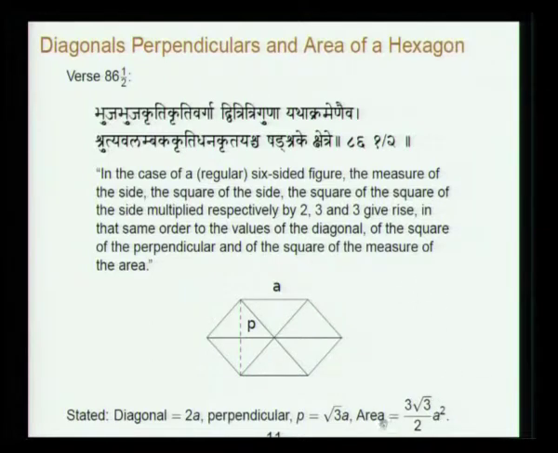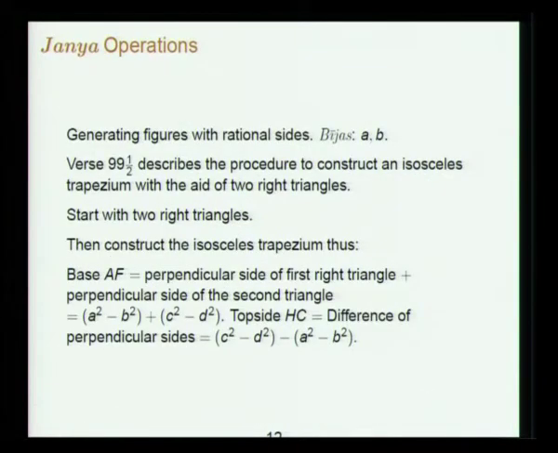I mean, of course he is giving the square of the measure of the area. So the square of it is 9 into 3 by 4 into a squared, whole squared. You see, that is what he is giving. But if you take the square root, you get this. So this is the area of a hexagon.